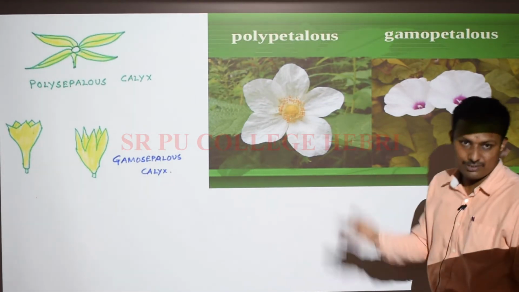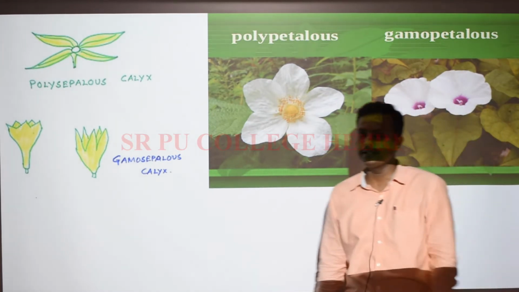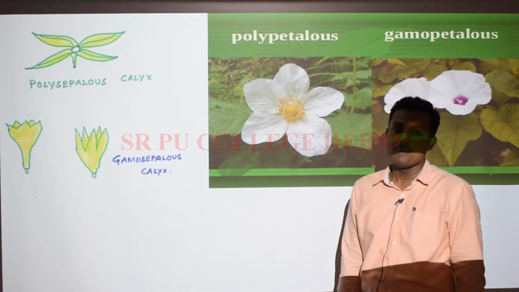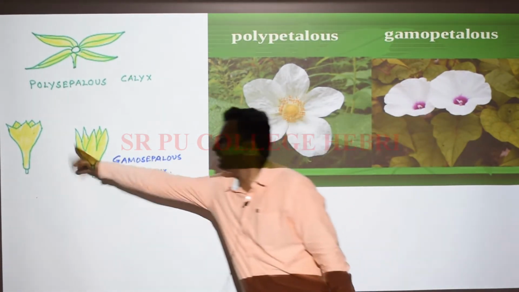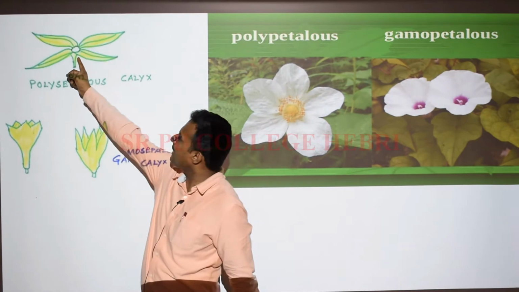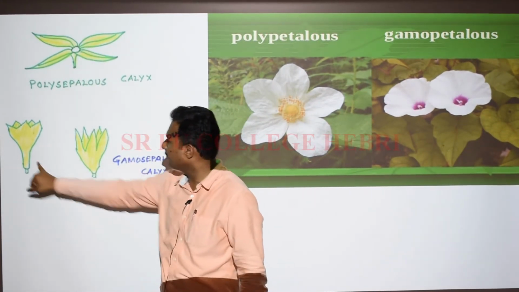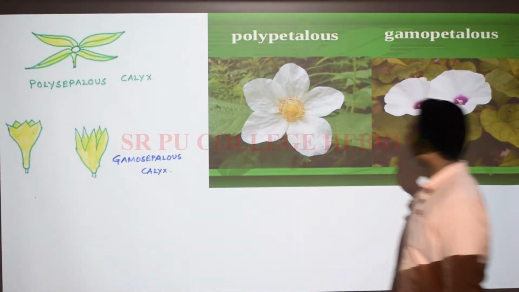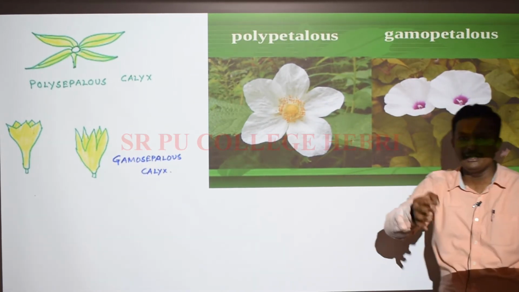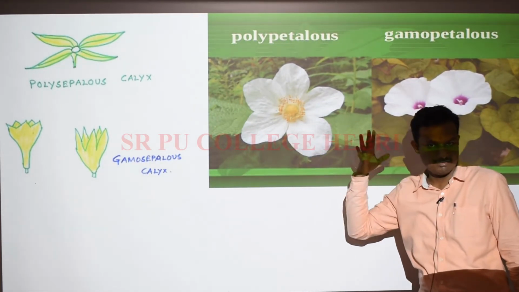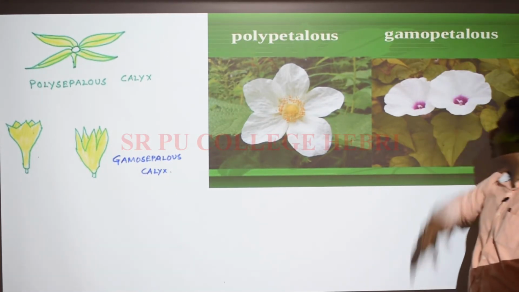Next one, the calyx. When you look at the calyx, it can be either polysepalous or gamosepalous. Polysepalous means free sepals, right? Gamosepalous means fused like this. You can see until the base, the sepals are completely free. But here, they are fused. They are not free at the base, right? And in polypetalous, if you pluck one petal, one entire petal will be completely separated from the flower. Whereas in this case, these are all fused petals, that is gamopetalous condition.